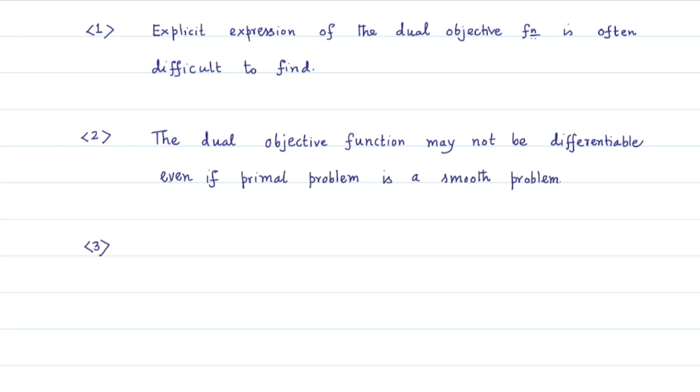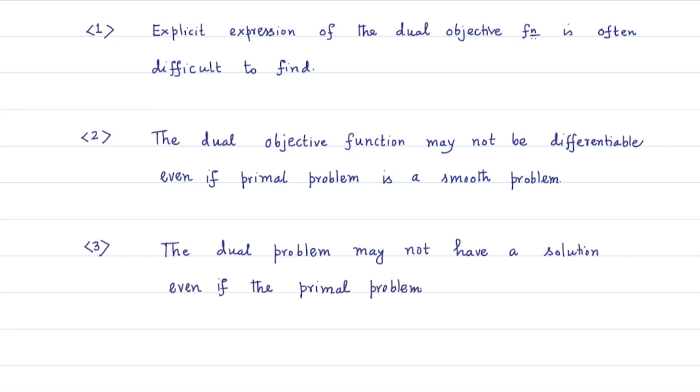The third issue is a bit strange: the dual problem may not have a solution even if the primal problem has one. And conversely also the same is true. The primal problem may not have a solution even if the dual problem has one. So I write out here the issue that the dual problem may not have a solution. By this, I mean it may not have an optimum solution.